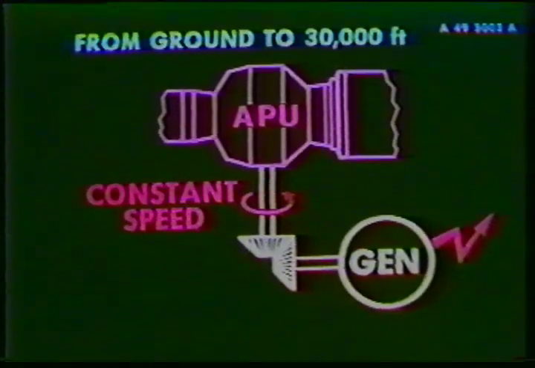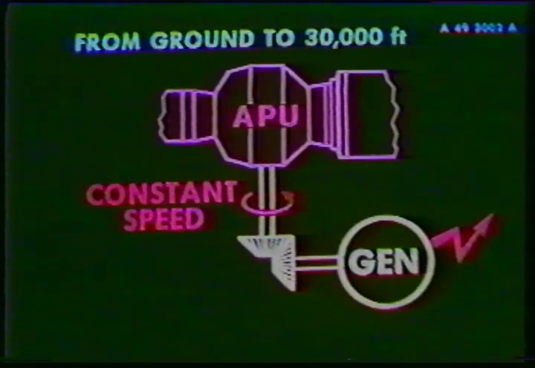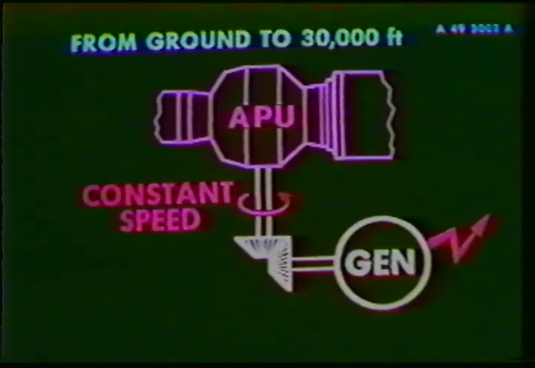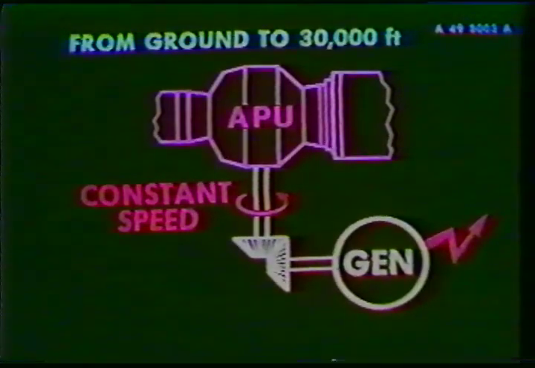It can also provide electrical power by driving at constant speed one AC generator from the ground up to 30,000 feet. This APU generator is identical to both the engine-driven generators. The APU compartment is located in an unpressurized area of the lower aft fuselage in the tail cone, separated from the other part of the fuselage by a firewall. It is ventilated by structural ventilation orifices and by a cooling fan.